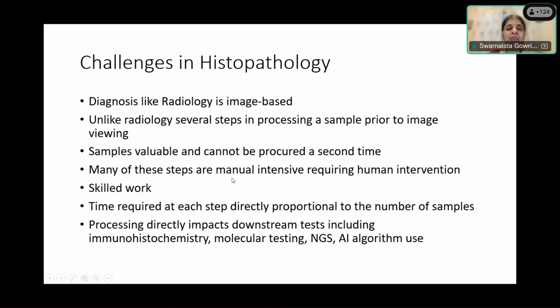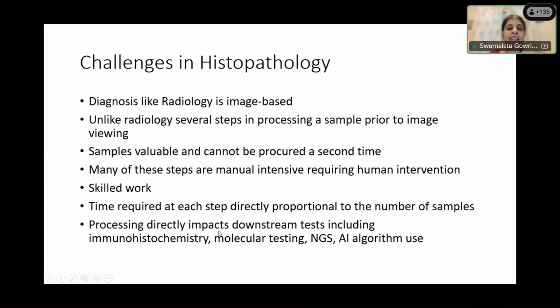Many of these steps, even though they are automated, as you can see, still require human intervention at every step, and we need to keep that in mind. It's extremely skilled work. So technicians and technologists who are good, we need to nurture them. The time required at each step is directly proportional to the number of samples. Unlike biochemistry or even clinical pathology, where they have batch analyzers, we don't have batch analyzers. We analyze every tissue individually, so the more samples you have, the more time you need to allocate, of yourself and of the technician.